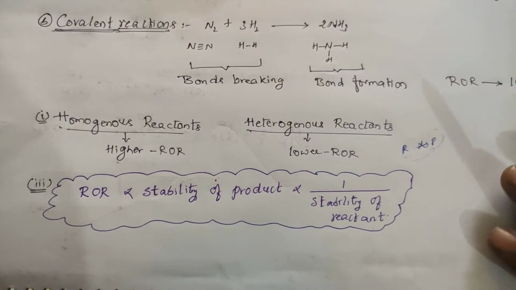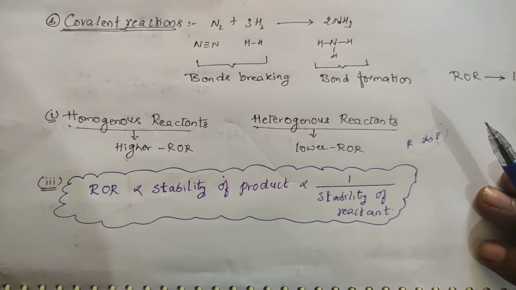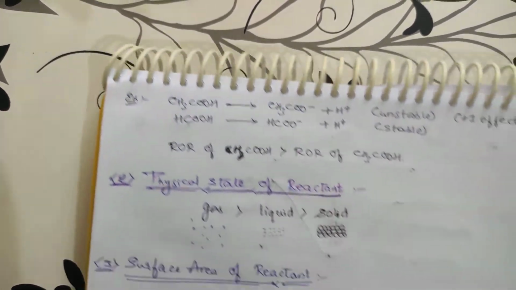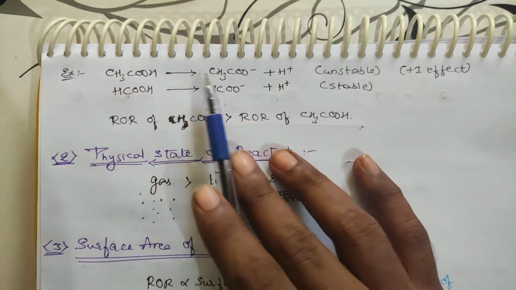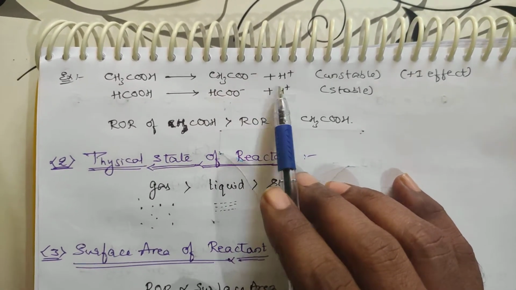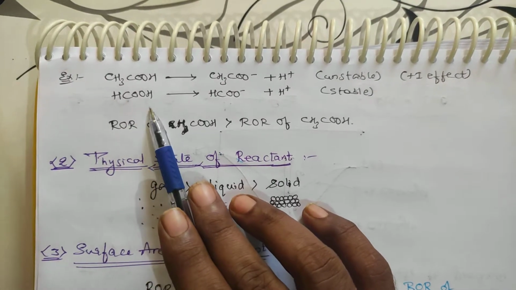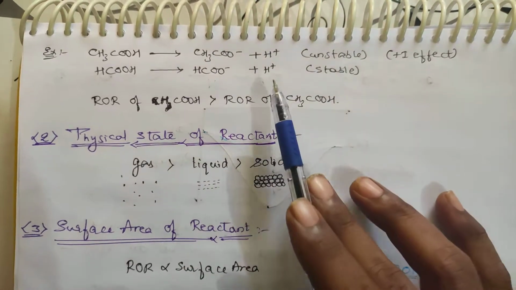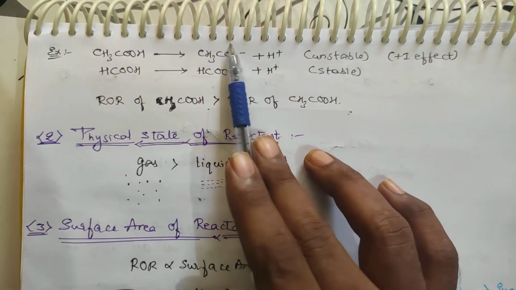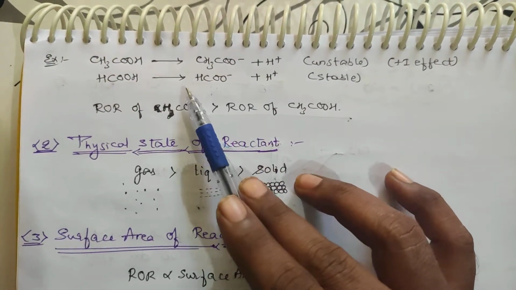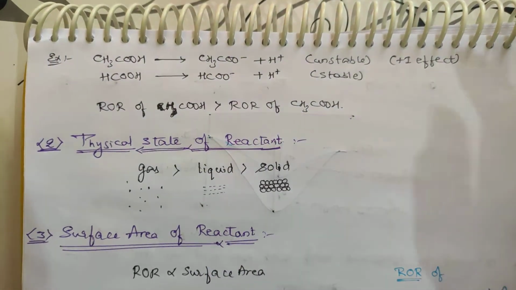So the rate of the reaction is directly proportional to the stability of the product and inversely proportional to the stability of the reactant. Let us take one example, like acetic acid. It forms CH3COO minus plus H plus. This is formic acid, HCOOH. It undergoes dissociation and forms HCOO minus plus H plus. Among these two, CH3COO minus and HCOO minus, which is more stable?